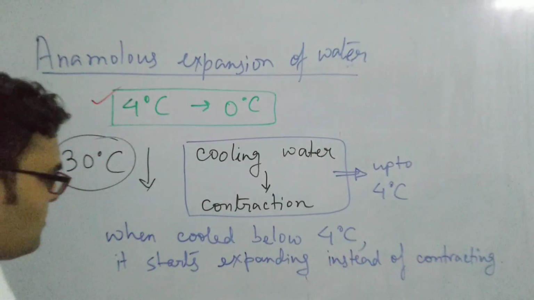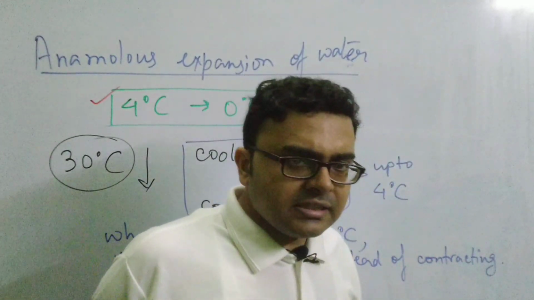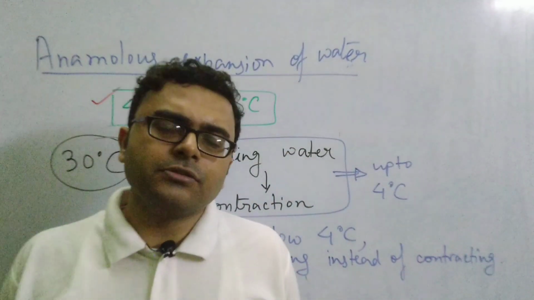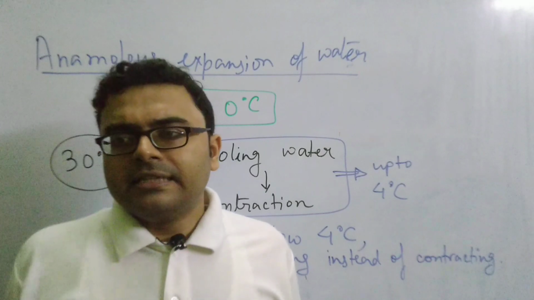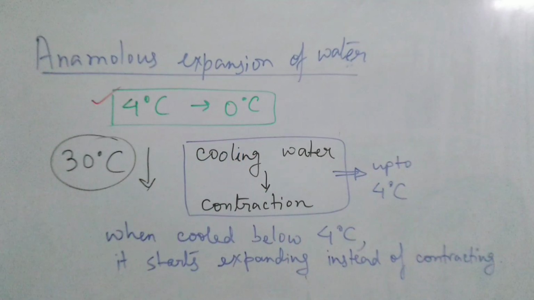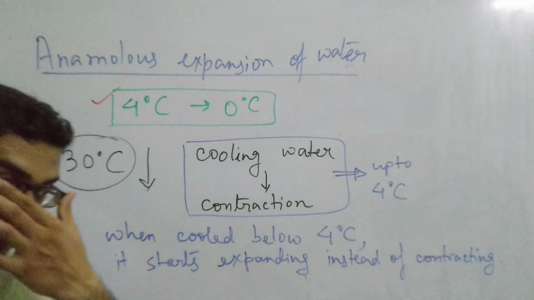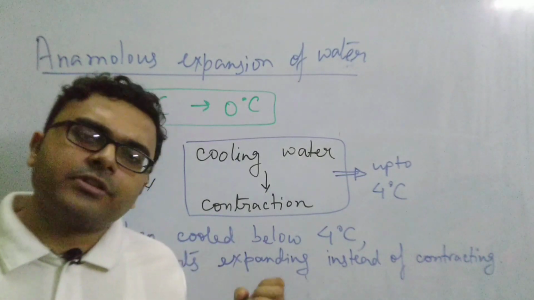Fine. Now what will happen at 0 degrees centigrade? For pure water, 0 degrees centigrade is the freezing point or the melting point. So obviously, if you cool further below 0 degrees centigrade, the water will just freeze into ice. So it changes to a different state. Then again it starts to contract.